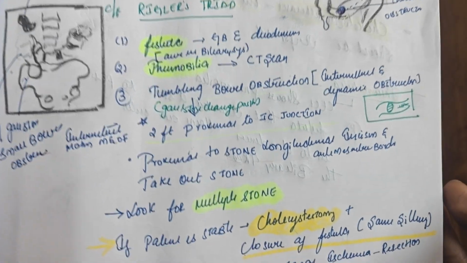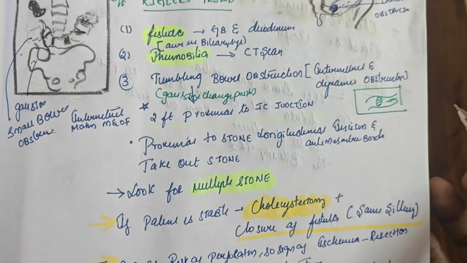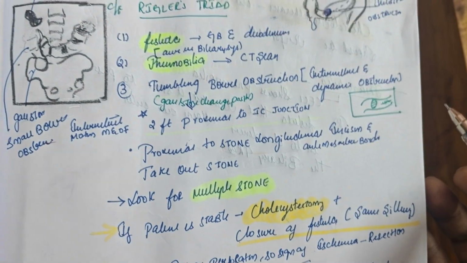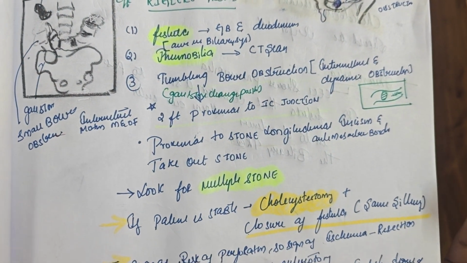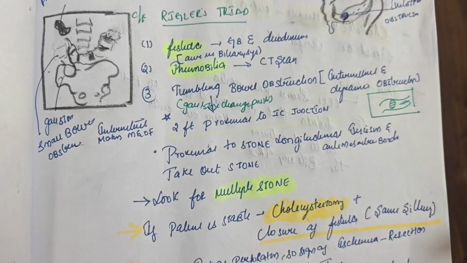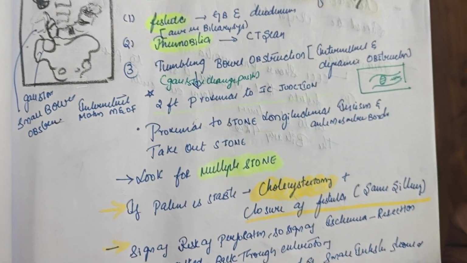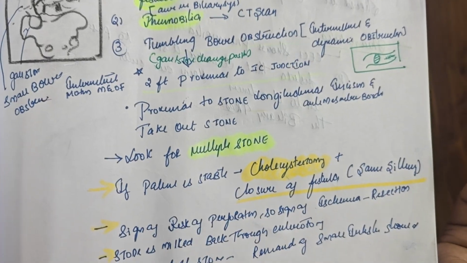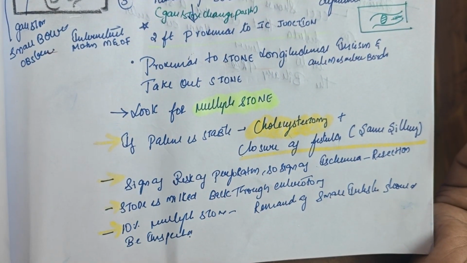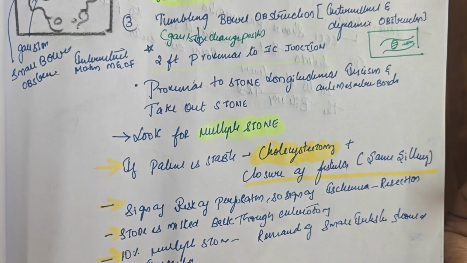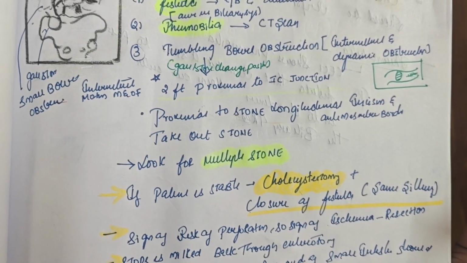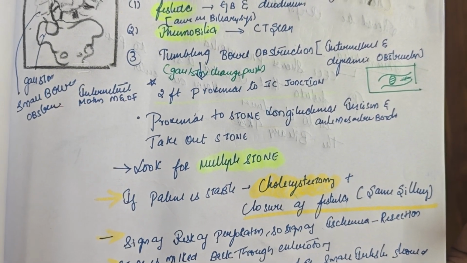Now let us look into the next important aspect, that is to look for multiple stones. There can be multiple stones which have passed from the gallbladder into the small intestine. So you are going to milk them out. You look for the other stones also, so that there will be no recurrence. And further, you can avoid the operation.